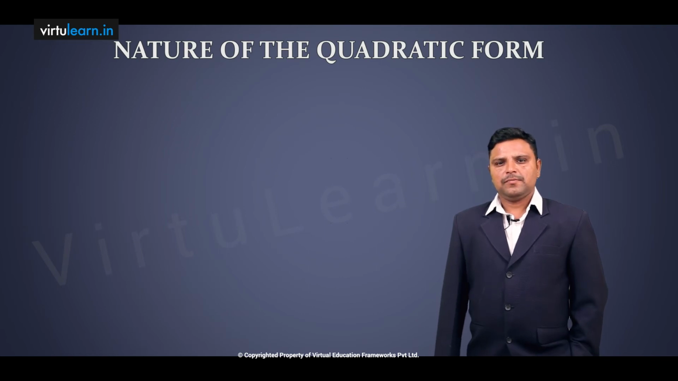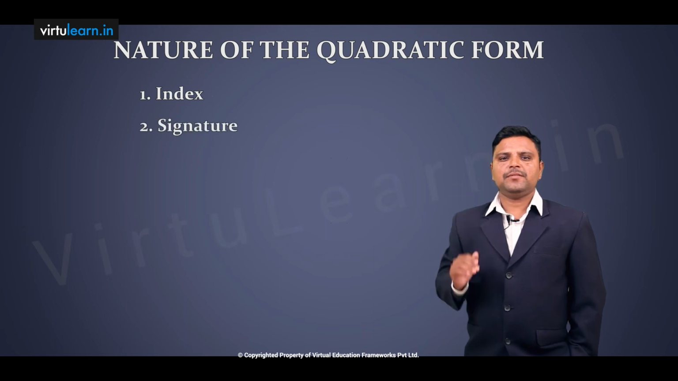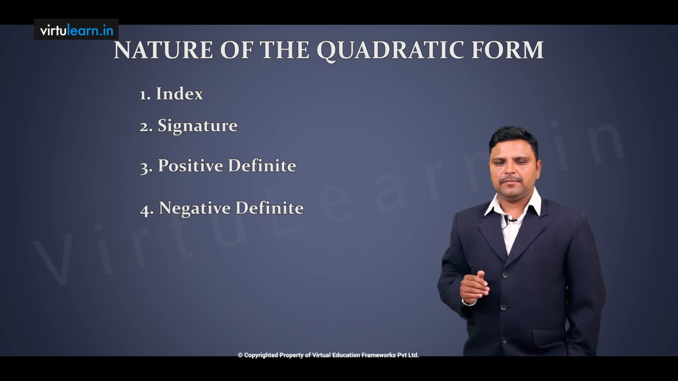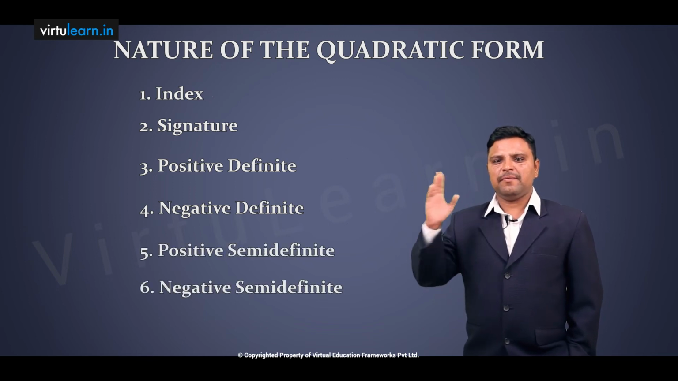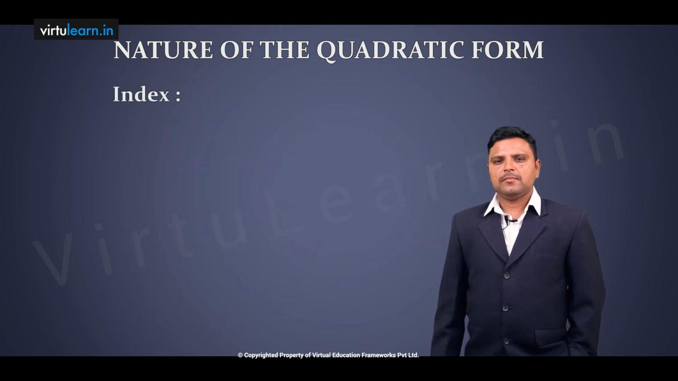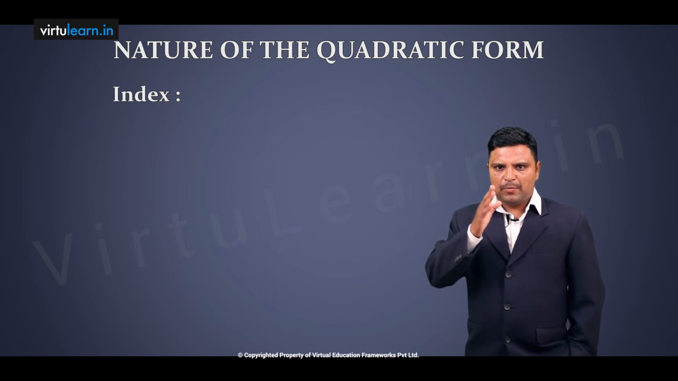Nature of the quadratic form. In this we have important words: index, signature, positive definite, negative definite, positive semi-definite, negative semi-definite, indefinite. Now index: you calculate it from the given quadratic form, you convert the quadratic form to canonical form.